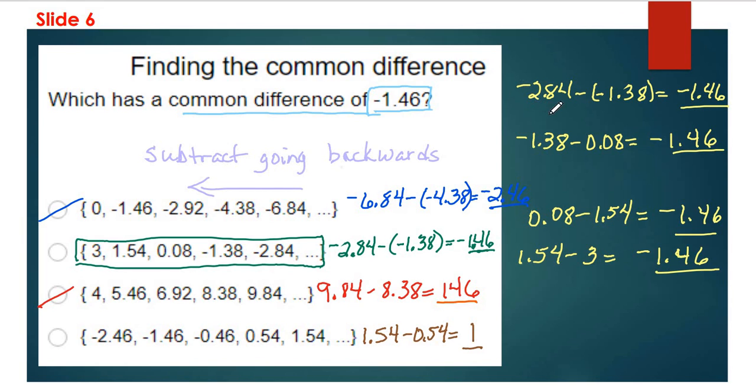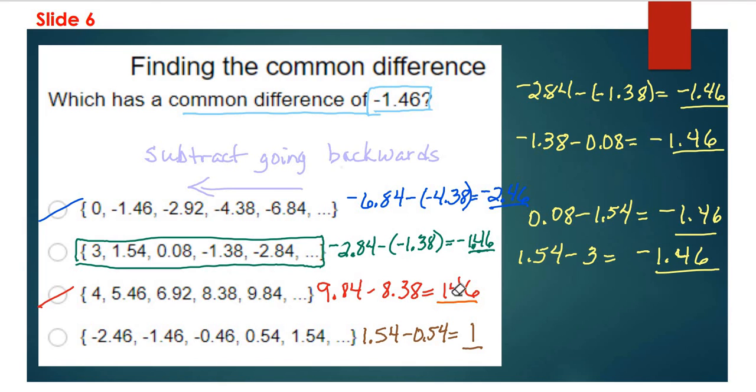So I'm going to go through and check every one of these to make sure that it all gives me a negative 1.46. And I have subtracted all the way through this. And as you can see, this is your answer that you're looking for, a negative 1.46.